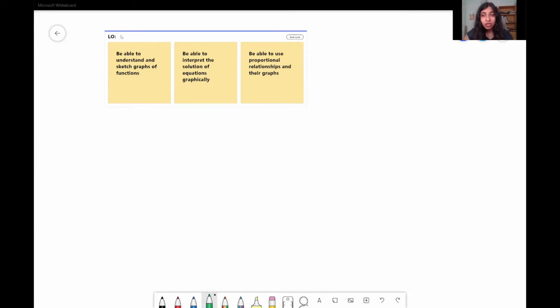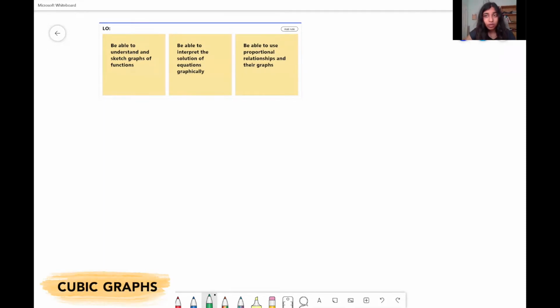In this lesson, the learning objectives we're going to be covering are to be able to understand and sketch graphs of functions, to be able to interpret the solution of equations graphically, and to be able to use proportional relationships and their graphs. So we've already gone through how to sketch quadratic graphs in a previous video. So if you don't remember how to do that, then please go back to that. But now we're going to be learning how to sketch cubic graphs.